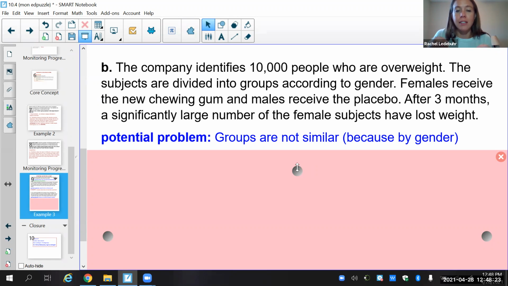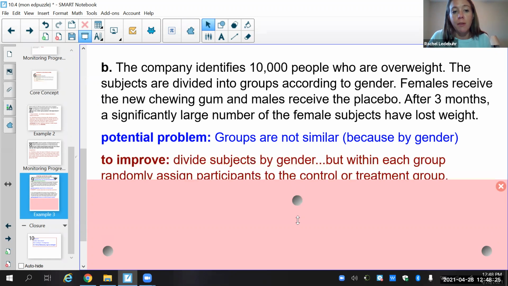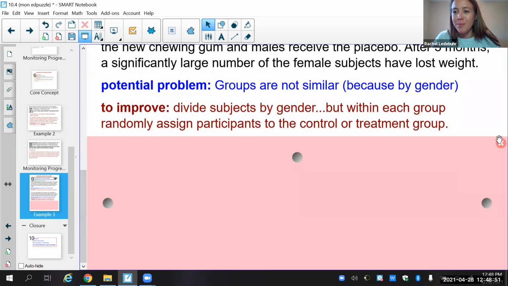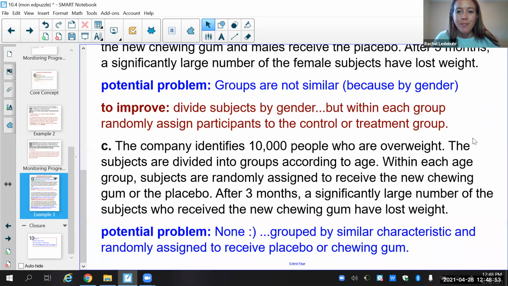We would have to randomize within. So a potential improvement to make would be divide subjects by gender. So first, divide it into males and females, kind of what they did, but they did it intentionally with the treatment. So let's divide by gender, and then within each group, randomly assign who gets the placebo and the treatment to better our results. Okay. All right, I've got one more for you. We keep changing the same experiment, right, with our goal.